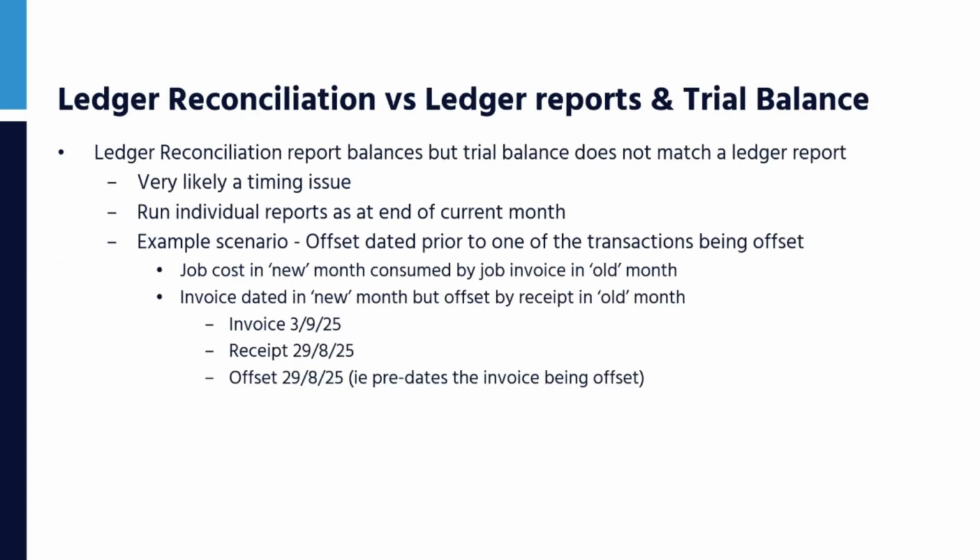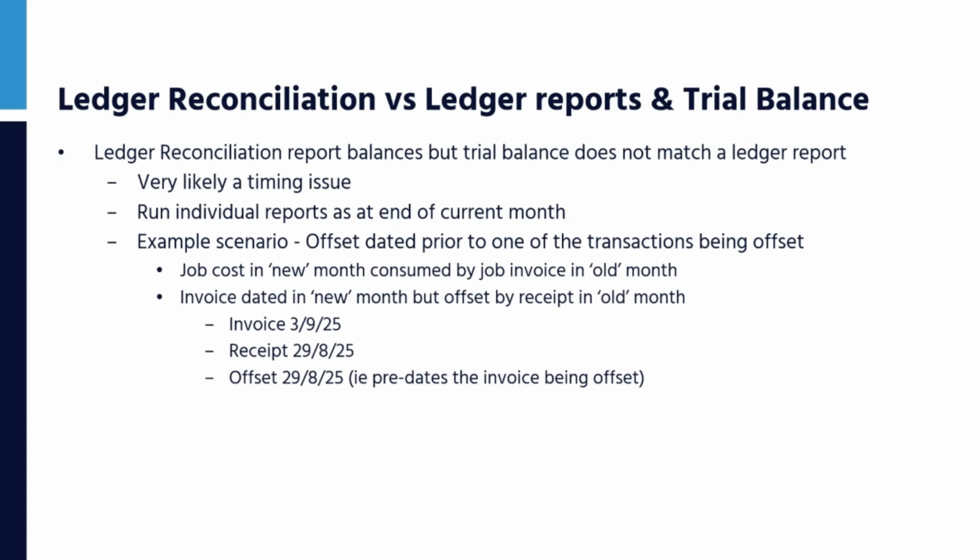And just to round it out, the ledger reconciliation: if you have a situation where the ledger reconciliation report balances but the trial balance doesn't match your subsidiary ledger reports, then it's most likely a timing issue. So if you run the individual reports at the end of the current month, then that will also help that investigation. And a scenario that happens from time to time is where an offset is dated prior to one of the transactions that it's being offset.